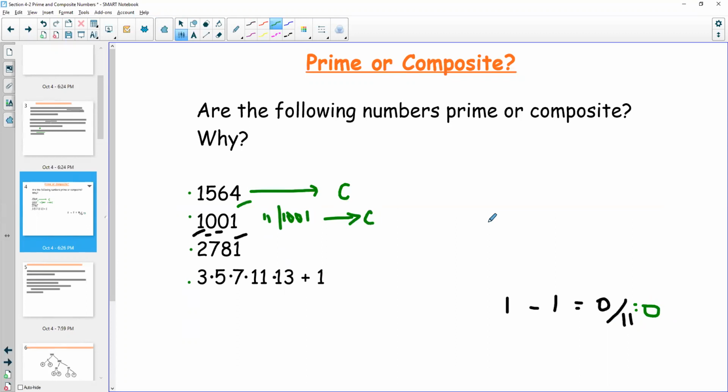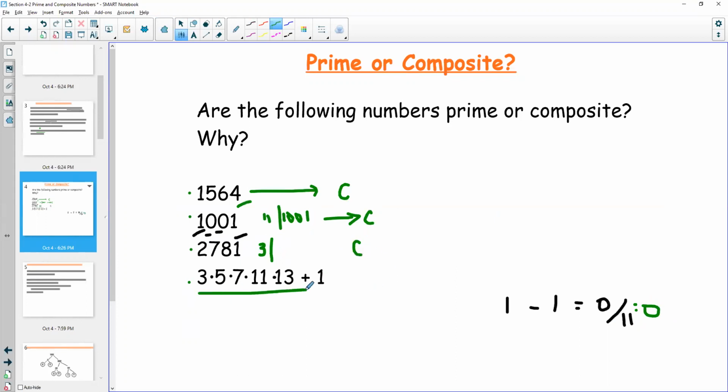2,781. Well, use your tests. Is it divisible by anything you can think of? Well, I know it's not even, but let's add the digits. 2 and 7 is 9, 8 and 1 is 9, 18. 18 is definitely divisible by 3. It would be divisible by 3 and by 9. So this is, again, going to be composite.